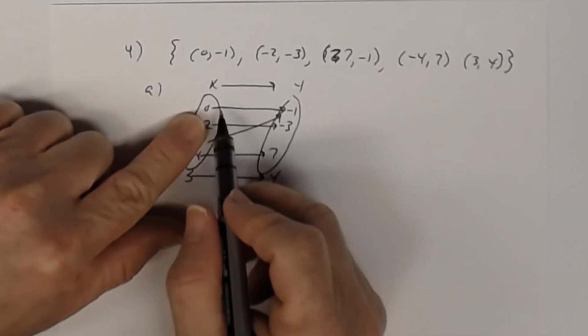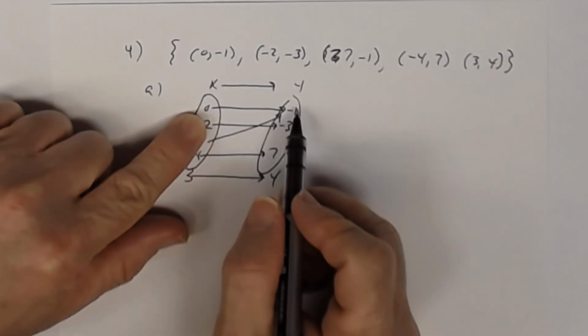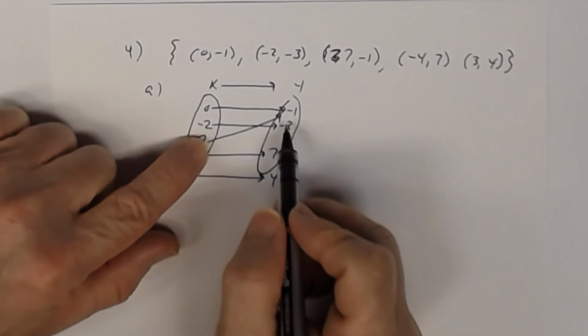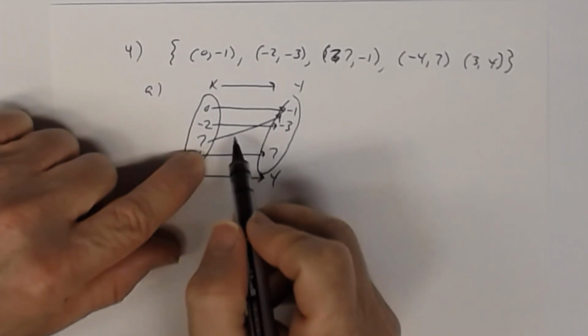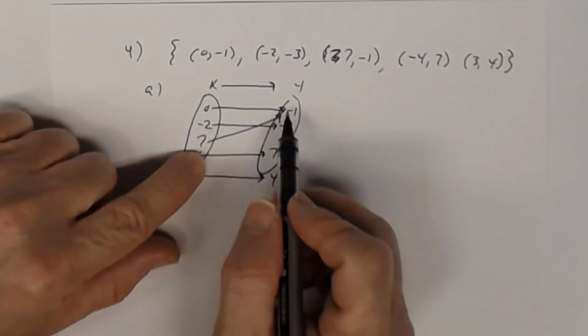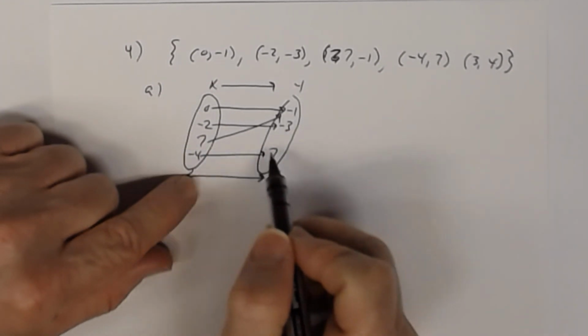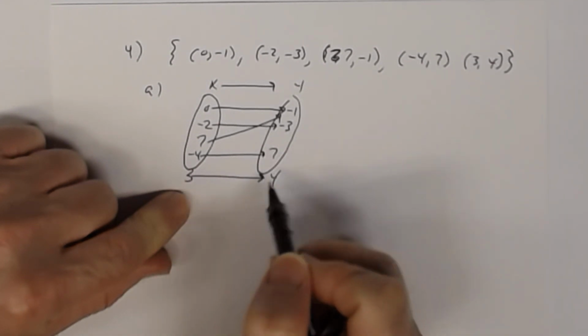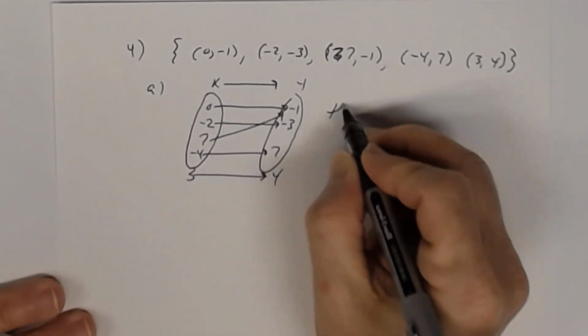So when x is 0, what's the y value? Negative 1. That's the only one. When x is negative 2, what's the y value? Negative 3. When x is 7, what's the y value? Negative 1, and it's just negative 1. When x is negative 4, there's only one y value, which is 7. When x is 3, there's only one y value, which is 4. So this is a function.